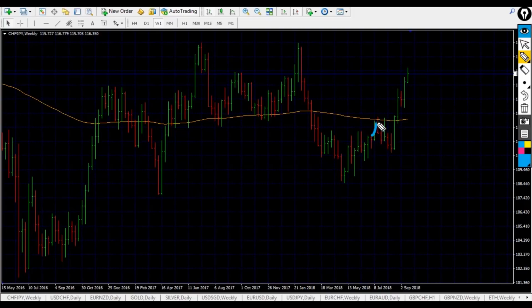So what it needs to do is go down. This is how the market works. It needs to go down.